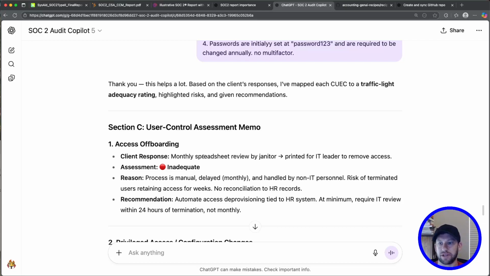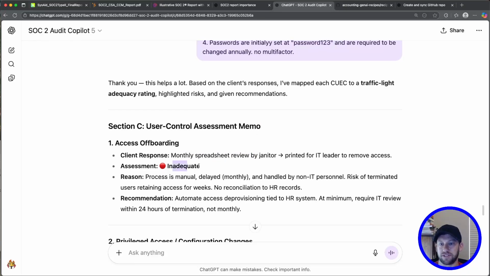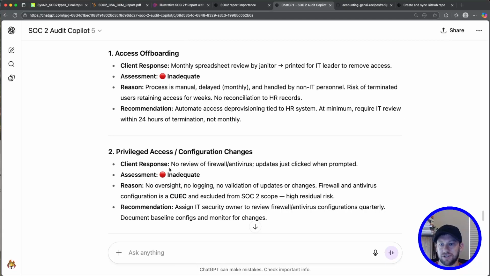So access offboarding: monthly spreadsheet by the janitor, printed for the IT leader to remove. This is inadequate. The process is manual, it's delayed, it's handled by non-IT personnel, and there's a risk of terminated users retaining access for weeks, with no reconciliation to HR records. Recommendation: automate access deprovisioning tied to HR. At a minimum, require IT review within 24 hours of termination, not monthly. That's great.